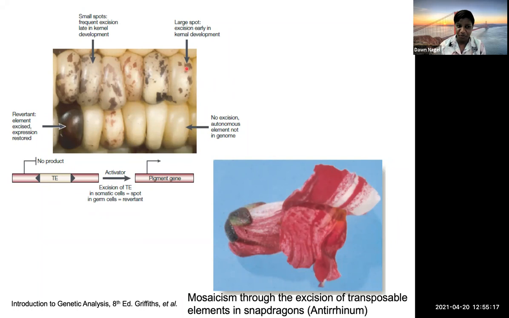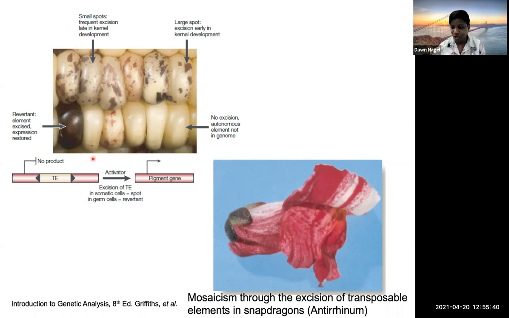Larger spots suggest that they've happened earlier in development. So more cells have that element removed or excised from that gene. So it's much larger. And here's where you have complete restoration, because again, it's really happened really early in development in the germline. So you're having the complete restoration of that purple color.